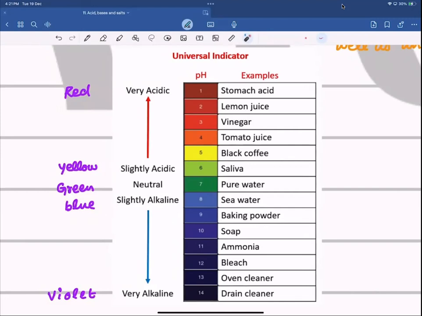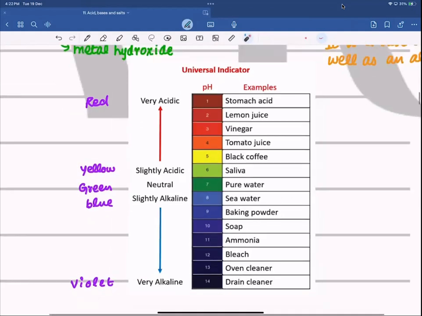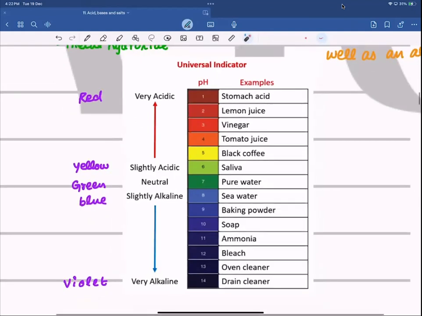The light green is also slightly acidic. No, it's in this, but for Cambridge, we consider yellow as slightly acidic for universal indicator, okay? That's why I have mentioned the color over here. You have to note down these colors. Yes, Sami and Manahil, is this clear? Yes, everybody noted down this?